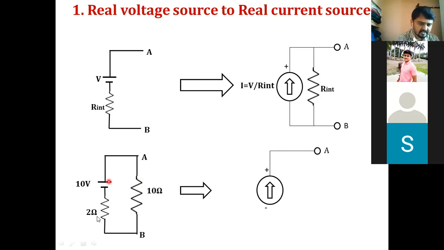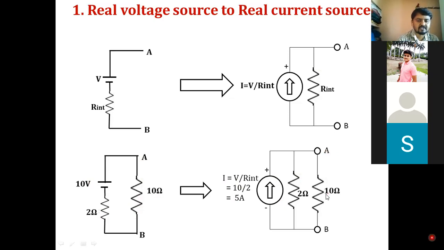One voltage source and one resistance are connected in series. If one more resistance were connected, you could also calculate by addition, but it is connected in parallel and that is the AB terminal. The AB terminal is there for the load resistance, so only the internal resistance we have to consider. So the value of I equal to V by R internal is 10 by 2, 5 ampere. This 2 ohm resistance we have connected in parallel, and the 10 ohm as it is I will connect to the load resistance here. Take it down.